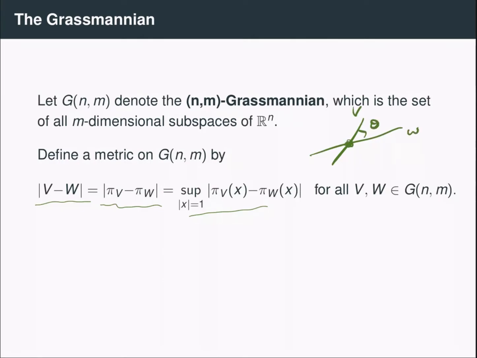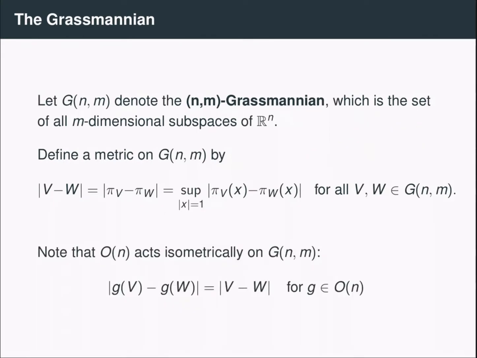In fact, if we're looking at the Grassmannian of lines, then it turns out that this distance between v and w is comparable to the angle theta between these two lines. Now, observe that the orthogonal group acts isometrically on the Grassmannian in the sense that it preserves distances exactly. The distance between v and w under an orthogonal map is unchanged.